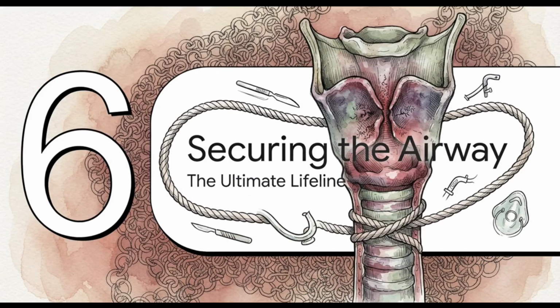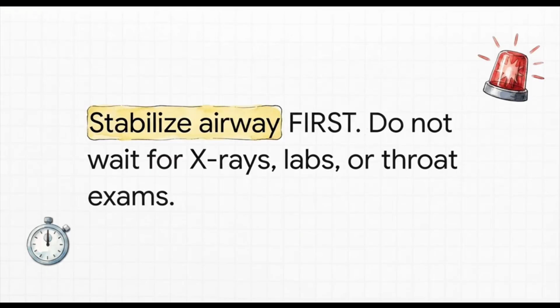Section 6. Securing the airway, the ultimate lifeline. So, we've mapped the threats. We've seen the swelling, the ball valves, and the purulent plugs. How do medical professionals actually step in to save the day when the airway is closing? So the crucial point is this: stabilize the airway first. In severe airway obstructions, time is a luxury you literally do not have.